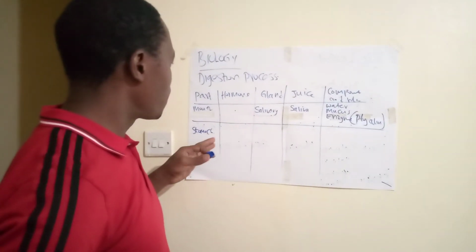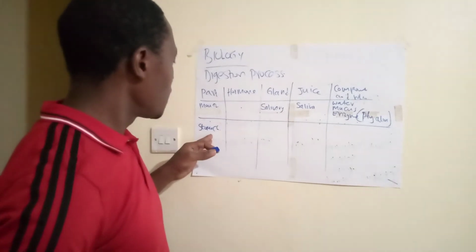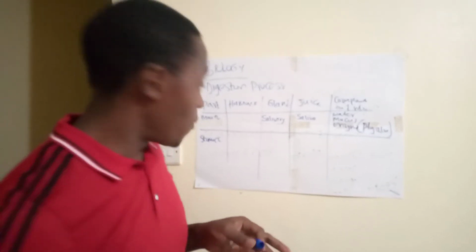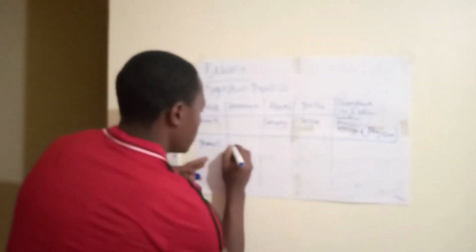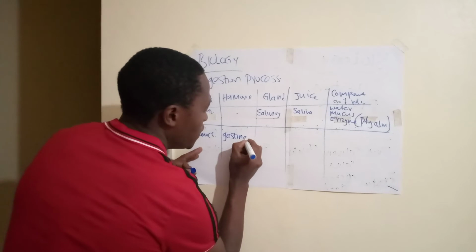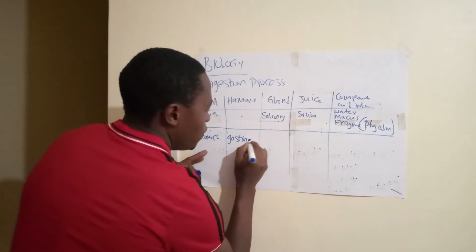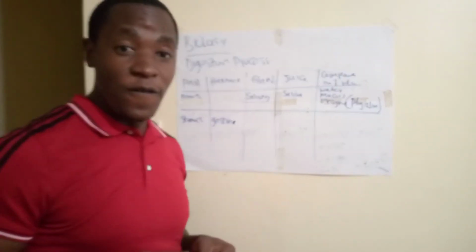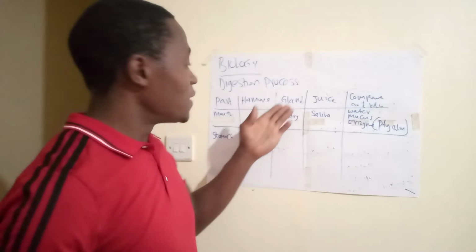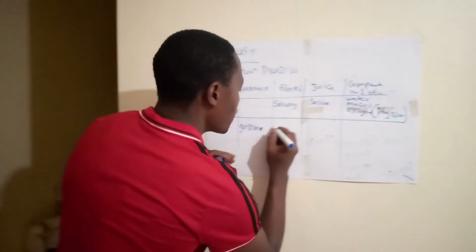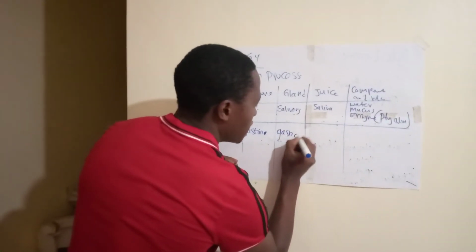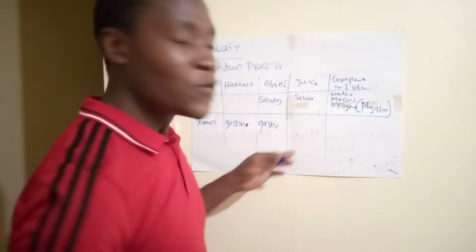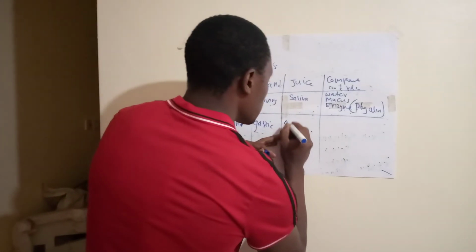In the stomach, once the food is introduced, it stimulates the stomach wall to produce a hormone. We call it gastrin hormone, gastrin without an E. What is the role of gastrin hormone? Gastrin hormone stimulates the gastric gland to produce a juice. This juice is called gastric juice.